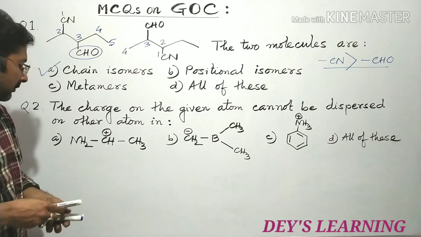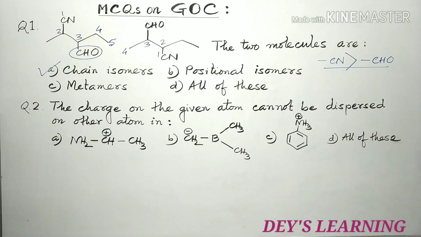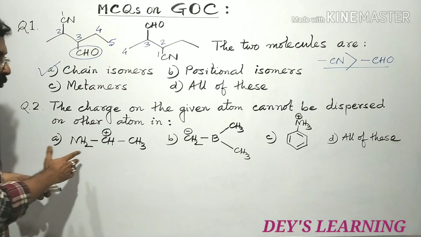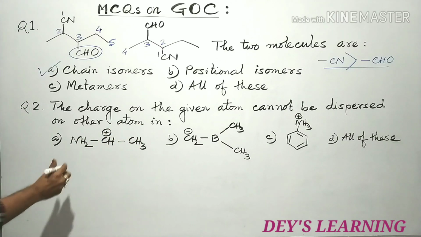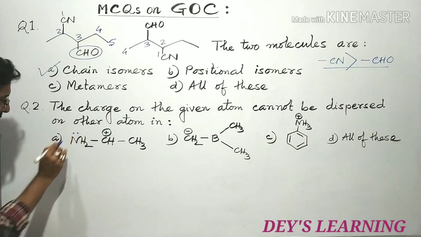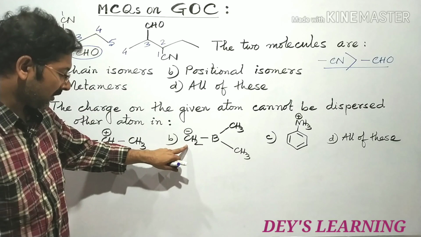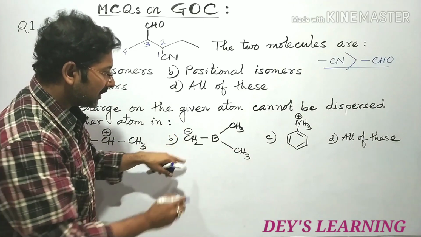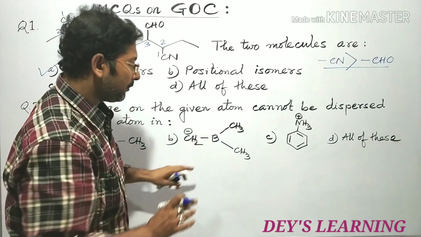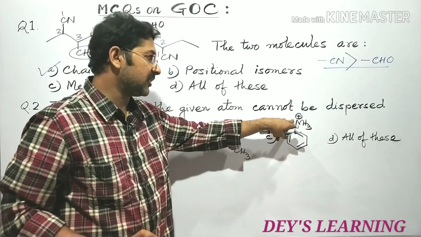next problem पे देखो. The question is: the charge on the given atom cannot be dispersed on other atom in which of the following compounds? Look at here. Here the lone pair on nitrogen atom. This is a positive charge. In this option the carbon is negatively charged. And definitely boron has a vacant p orbital, and in this compound the nitrogen is positively charged.